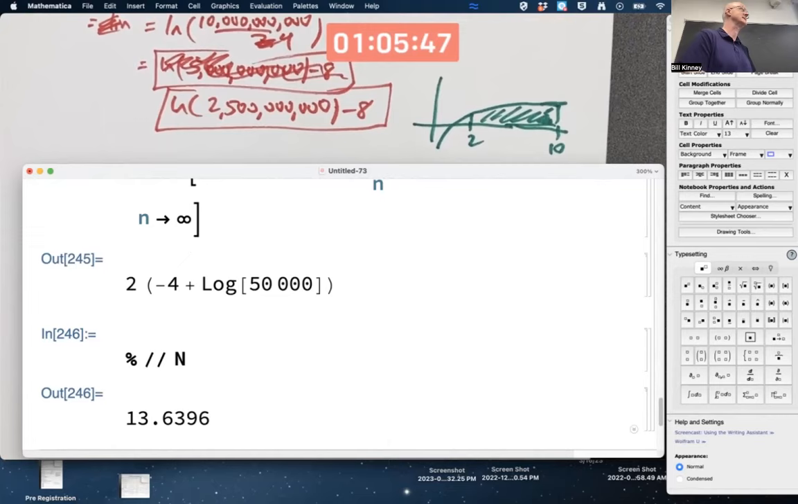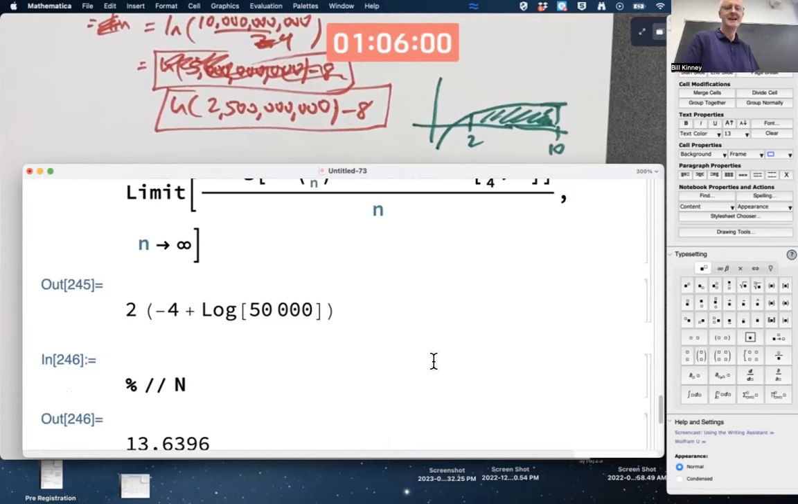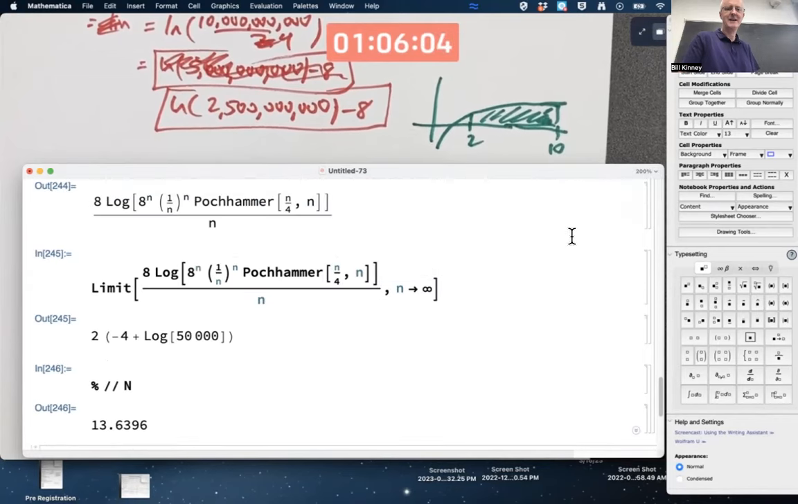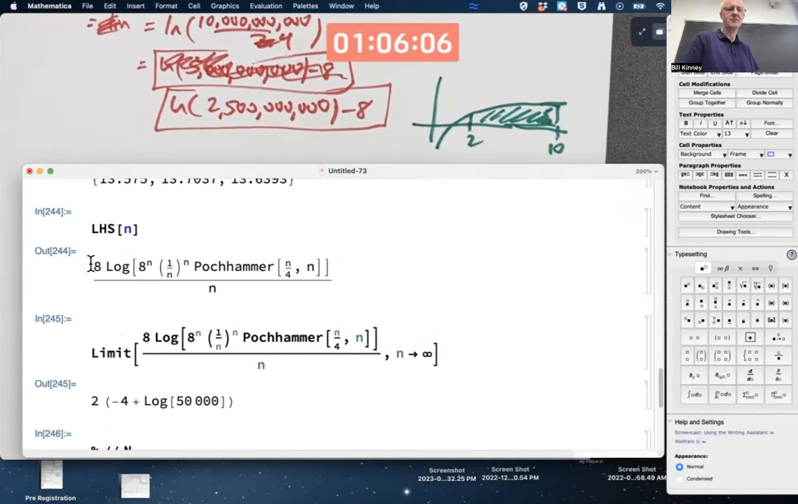I guess it's 13.6396. By the way, the percent sign refers to the preceding output, so that's a shortcut for numerically approximating that preceding output. Wow, it worked. But yeah, I don't think I could do this one without technology. Yeah, I know for sure I couldn't.